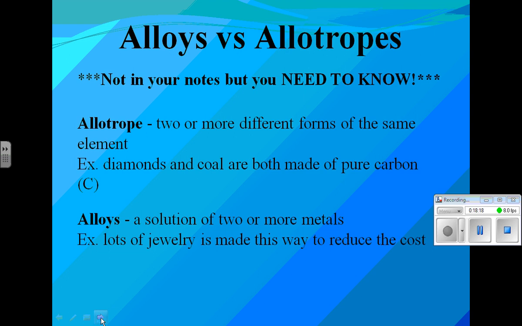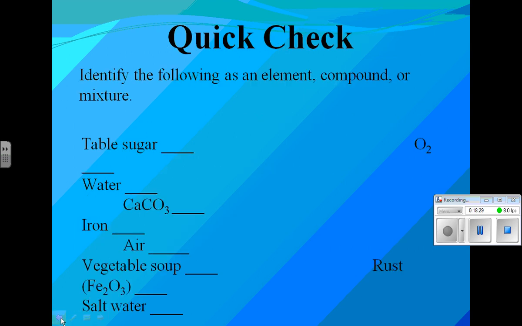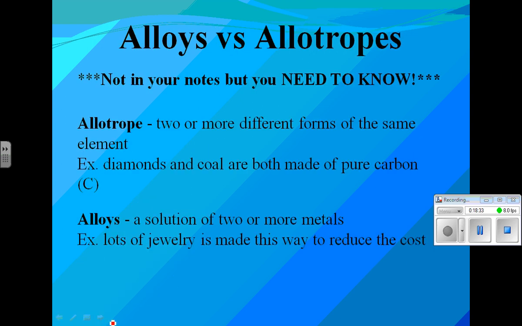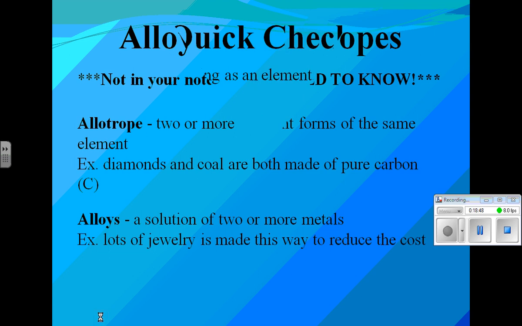Now, alloys, though, are a solution of two or more metals. Lots of the jewelry that we wear is made up this way to reduce the cost, like you have sterling silver, or you have plated silver, or it's only gold plated. So it's a solution of two or more metals. Bronze is actually an alloy as well. So bronze and sterling silver, those would be really good examples of them.